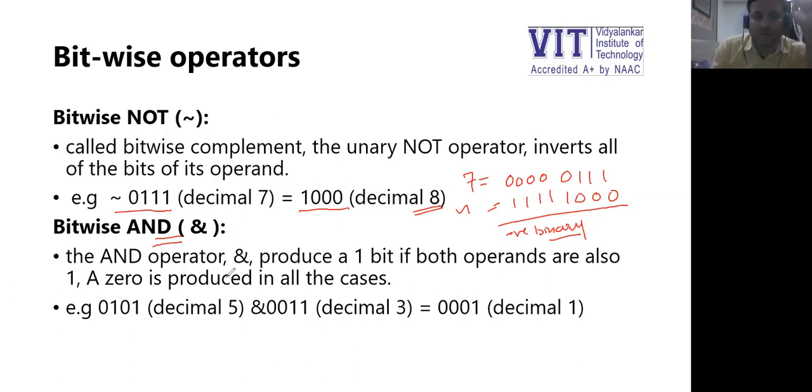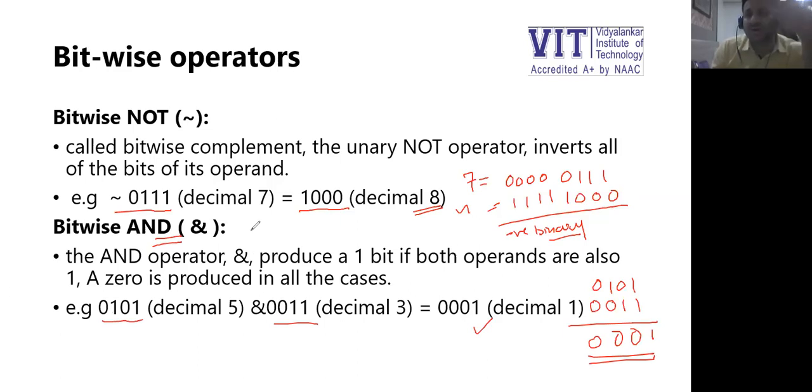Then we have the bitwise AND operator. It will perform the AND operation. So if we have 0 1 0 1 and 0 0 1 1, the result is 0 0 0 1, which gives me decimal 1. So bitwise AND operator means: if both the bits are 1, then 1, else 0. So this is about bitwise AND and bitwise NOT.